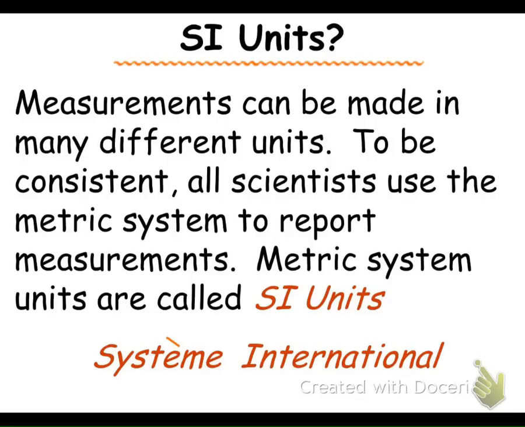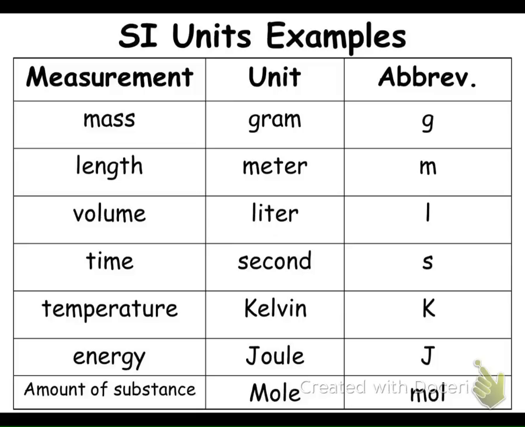So measurements can be made in many different units. We're going to use SI units, which is shorthand for System International, and it's just a way that all scientists can report in the correct units and in the same units no matter where they're at. SI unit examples: anytime we're asking for SI units, for mass, for example, you're going to use the unit gram. For length, you're going to use meter, and so on and so forth.